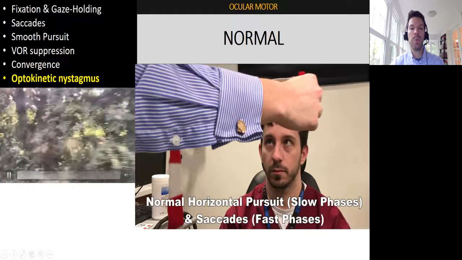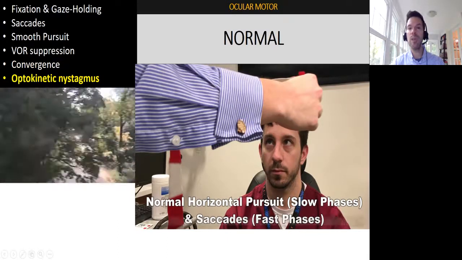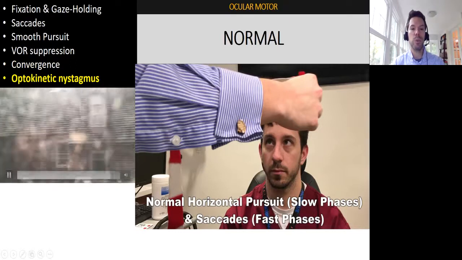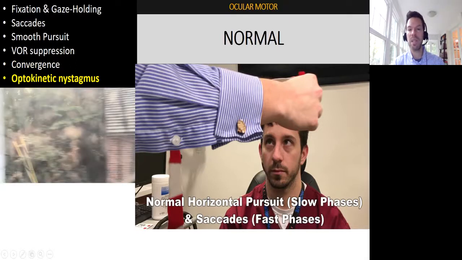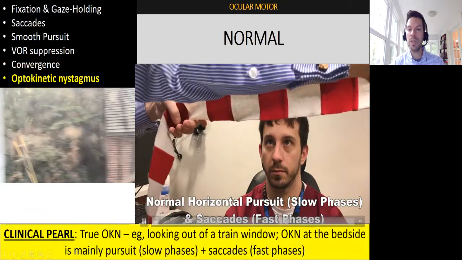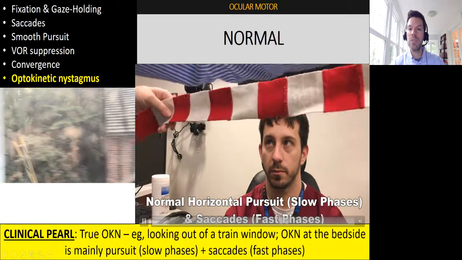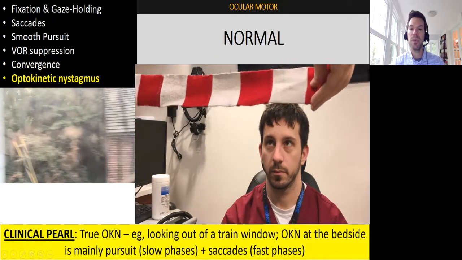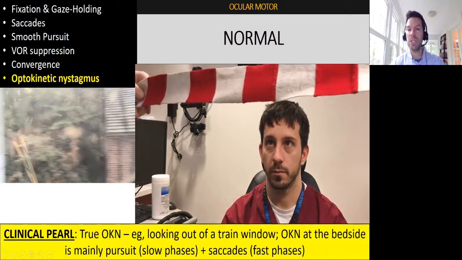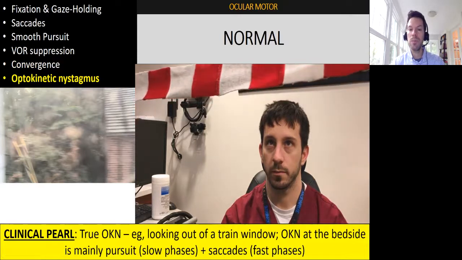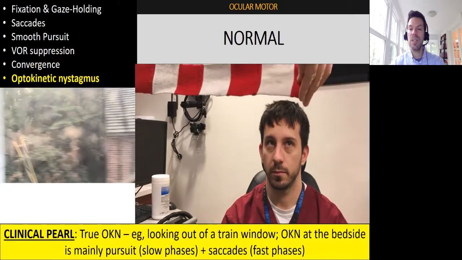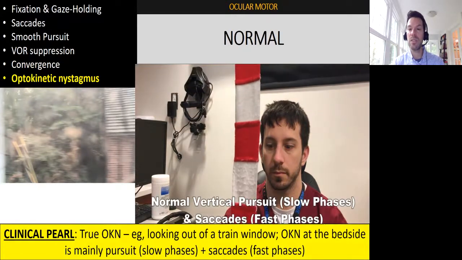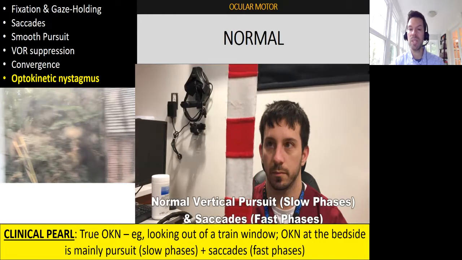This is a true optokinetic, full field visual stimulation, somebody looking out of a train. This will generate true optokinetic nystagmus. This is what we do at the bedside. So the slow phases are mainly pursuit. The fast phases are mainly saccades. This is not full field stimulation, but this is a nice handy way to assess for symmetry to make sure that the slow phases pursuit and the fast phases saccades are present.